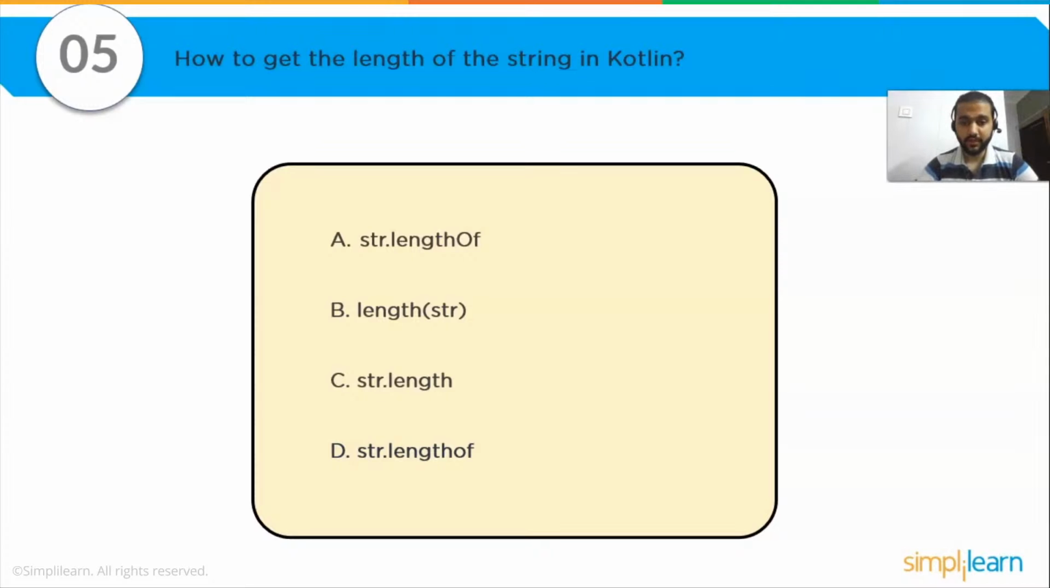So you can take your time in figuring out what is the correct option. Meanwhile, I'm going to say the correct option. So our correct option is option C, str.length. If you want to get the length of a string in Kotlin, you can use str.length.